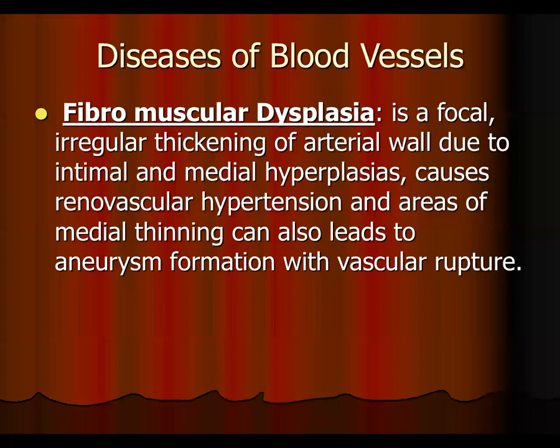So they are also caused by the anterior and the medial hyperplasias. That's also done within the hyperplasia condition and within this layer. So it is the focal irregular thickening of the arterial wall. That can also be caused by the intimal and medial hyperplasias. So these are conditions related with some kind of anomaly within the vessel lumen.